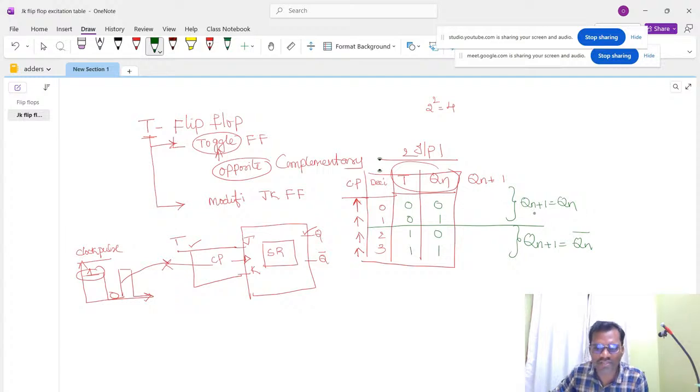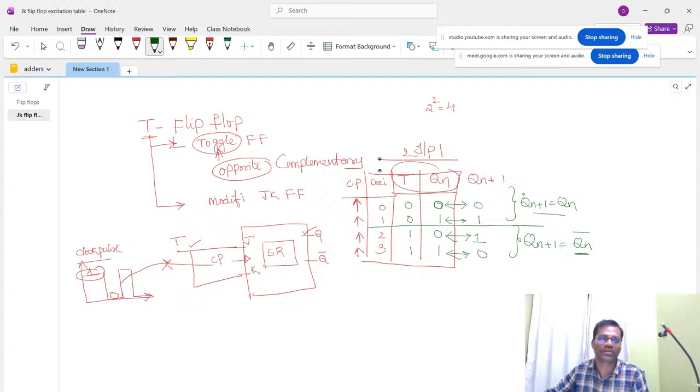Qn is how much? Qn+1 is how much? What is the value of Qn here? 0. Automatically, what are you going to get here? 0. This is 1. What are you going to get here? 1. So Qn+1 is equal to whatever the Qn is, the same Qn we will get. But in the next state, we are going to get the complement. So complement means here 0 is there, what are you going to get? 1. Here 1 is there, what are you going to get? 0.